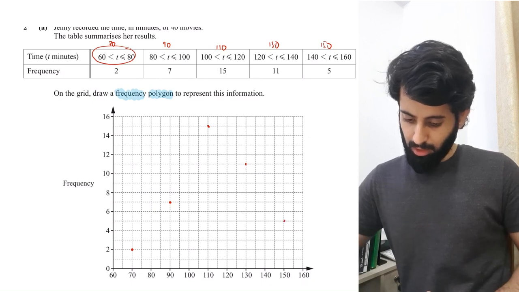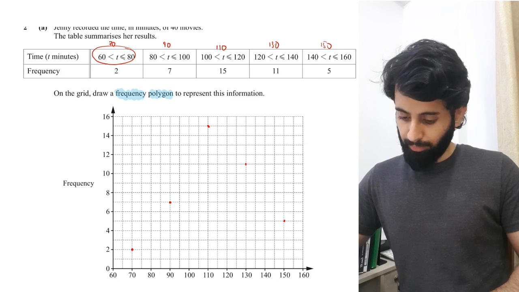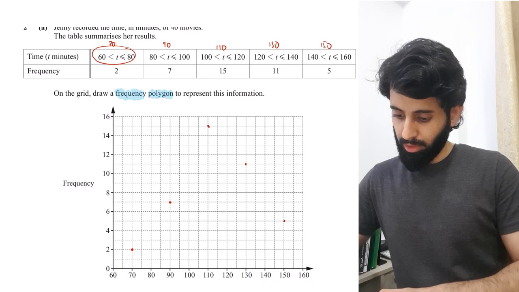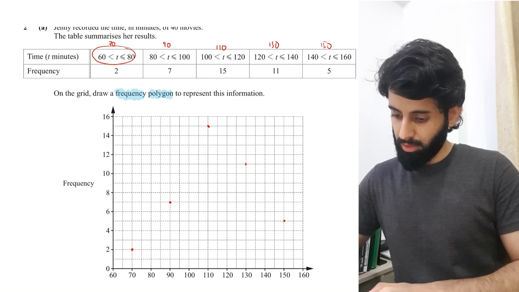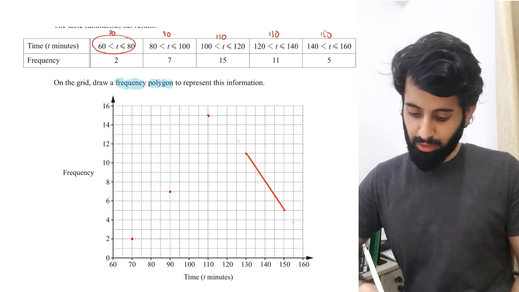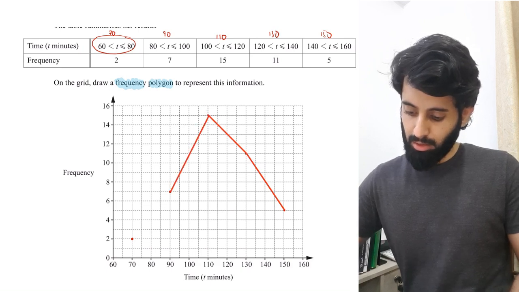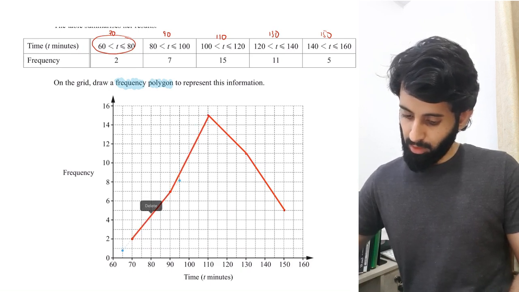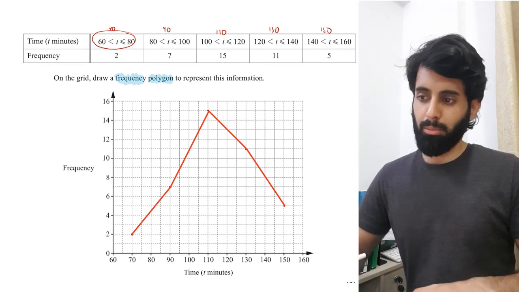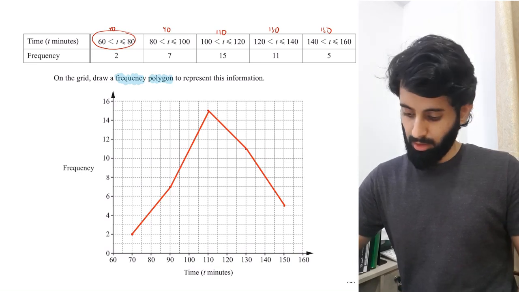Okay, let me just double check. 130, 11, and 110, 15. Yep, so far so good. Since a polygon is made out of straight lines, make sure that you also make this out of straight lines. So there you go. And whether you join it with the endpoints or not, that's up to you. You're only going to be marked for these points. Okay, so there you have it.